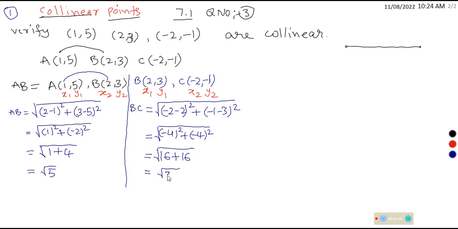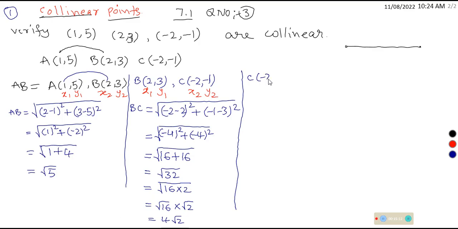Root 32. We can simplify this root 32: it is 16 into 2. Again we can split this root into root 16 into root 2. Root 16 we know is 4. So this is 4 root 2. This is BC. Now we will see CA.